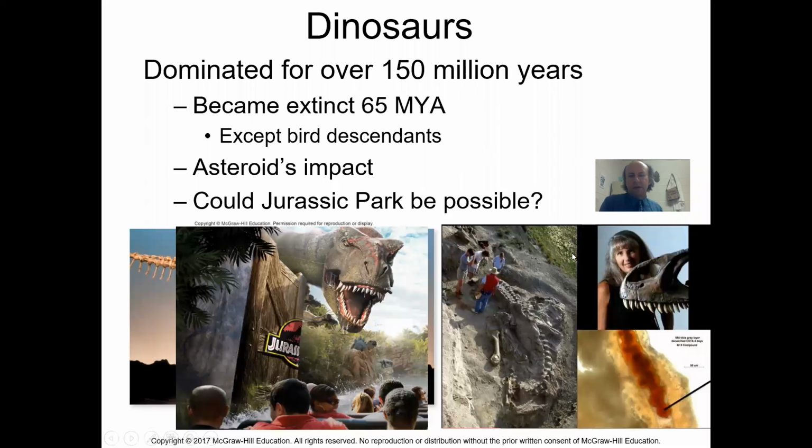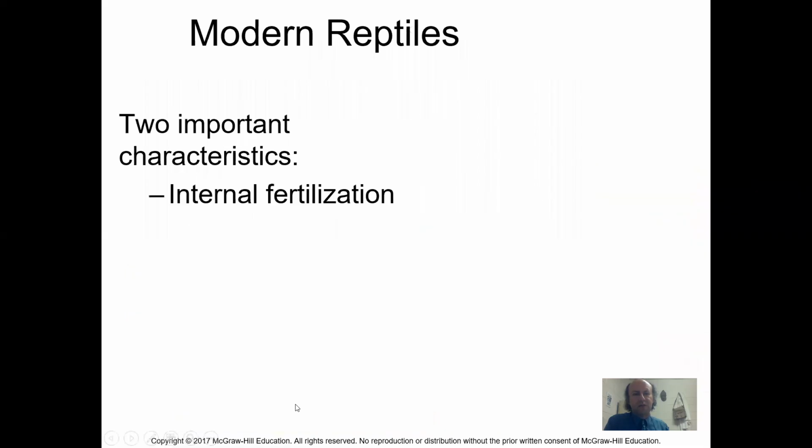Okay, let's talk about modern reptiles. Modern reptiles have internal fertilization, and that is different from external fertilization. If you were in the lab, you remember that. No? What is the difference between external and internal fertilization? External fertilization is like a fish, or like several invertebrates. The female throws the eggs somewhere, and the male comes and throws the sperm, and the eggs and the sperm unite outside the body.